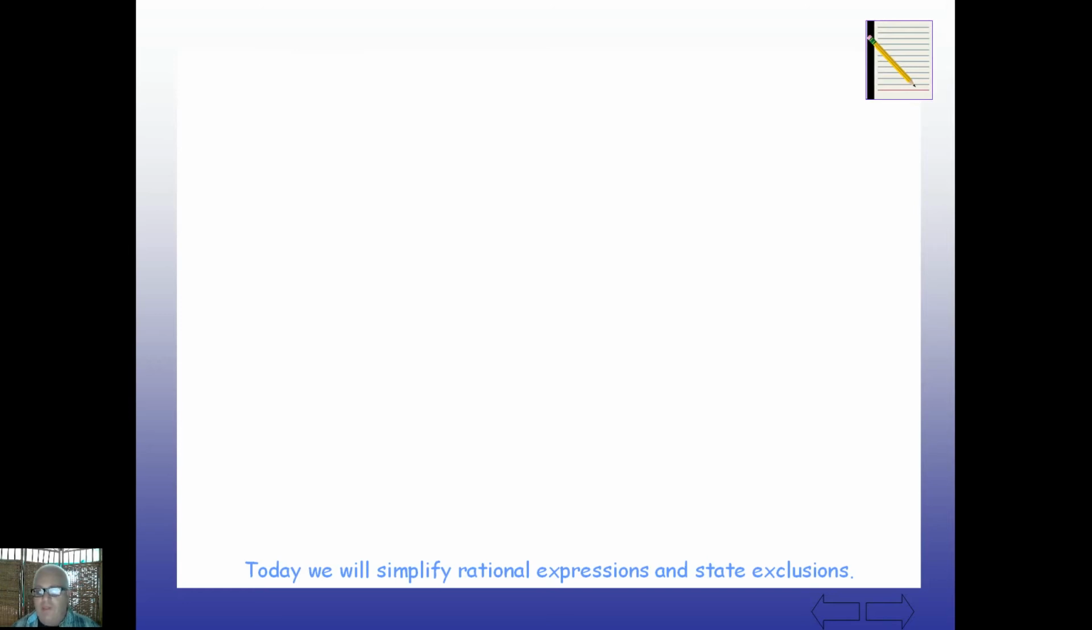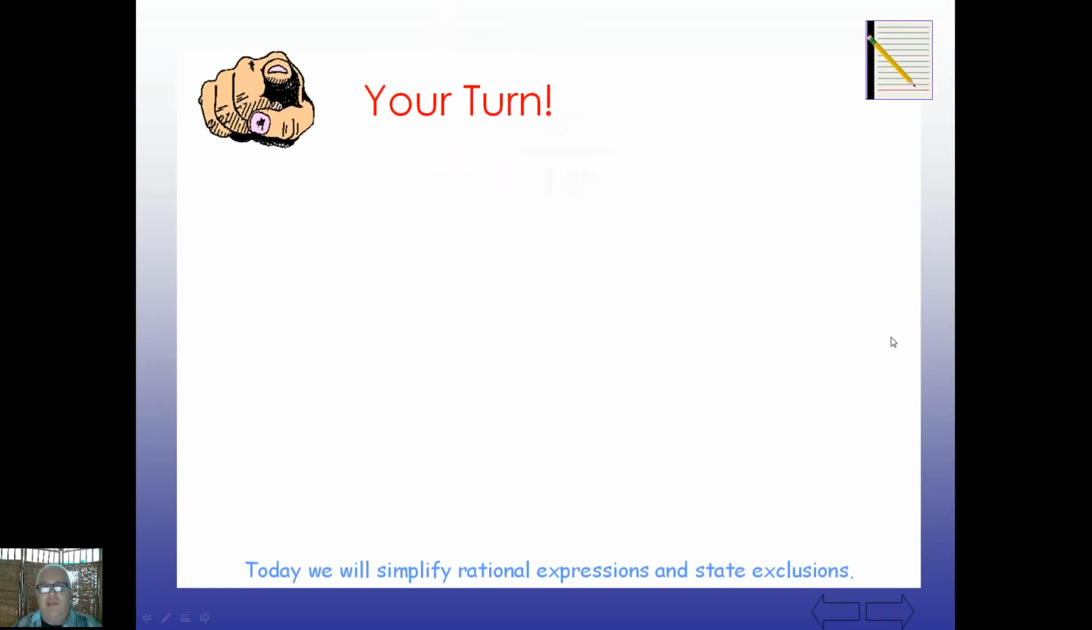Okay, how about this one? Let's go ahead and add this one to your notes here. Let's see, 2r to the 4th over 14r. So take a look at that for a second. Jot this down. They're both, 2 and 14, even numbers.